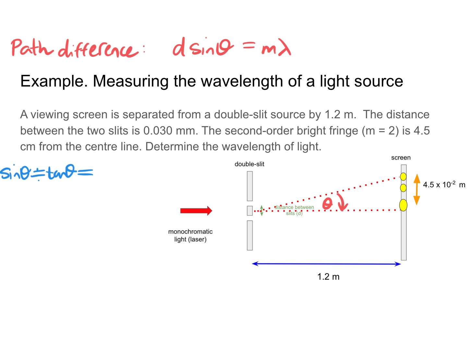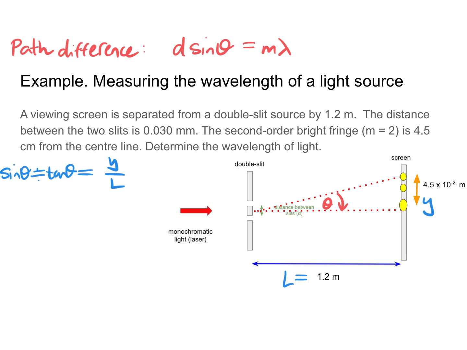When we assign variables for these two measurements, the length of the opposite and the length of the adjacent sides of that triangle, we say that capital L is equal to the distance between the screen and the double slit, and we say that Y is equal to the distance between the adjacent bright spots. Okay, so tan theta is equal to opposite over adjacent, so Y over L.